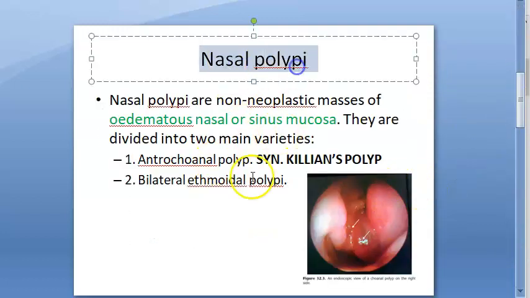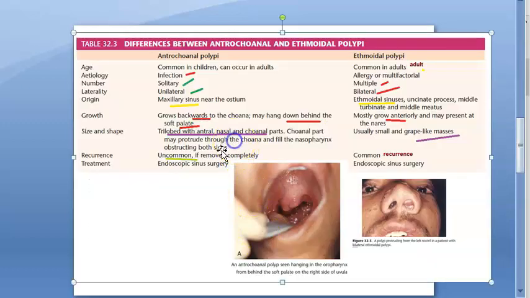So in this video, you saw what nasal polypi are, non-neoplastic masses of edematous nasal or sinus mucosa. They can be antrochoanal or Killian's polyp, or bilateral ethmoidal polypi. So you can see antrochoanal is more common in children and ethmoidal is more common in adults. Antrochoanal is because of an infection. This will be mostly allergy or multifactorial. This will be single and unilateral. This will be multiple and bilateral, and they'll be small grape-like, you can remember.